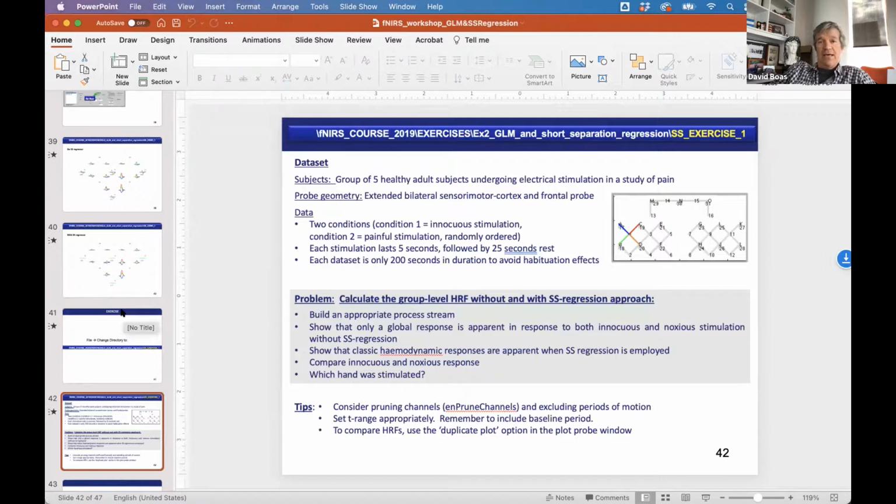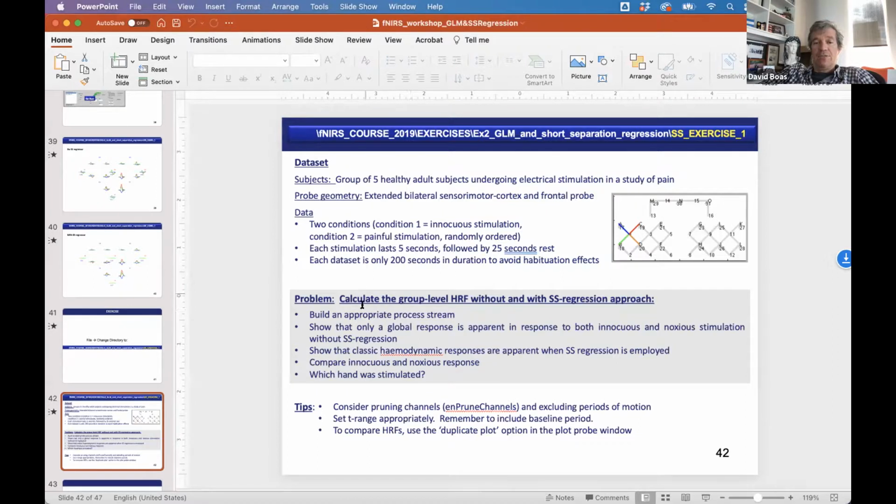These are 5 subjects from a study that Miriam did, looking at painful and non-painful responses to an electrical stimulation. It's a bilateral probe design over the motor sensory cortices and some probes in the frontal cortex. There are two conditions. Condition 1 is a non-painful stimulus. Condition 2 is the painful stimulus, and they're randomly ordered. Each stimulus lasts 5 seconds, followed by 25 seconds of rest.